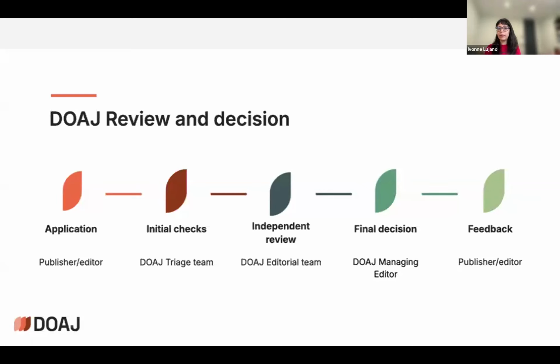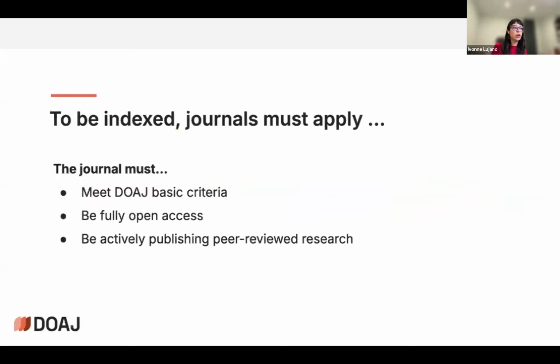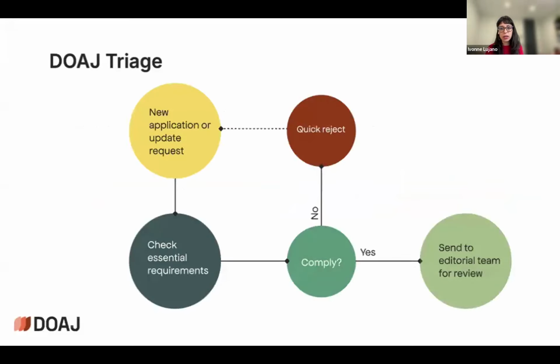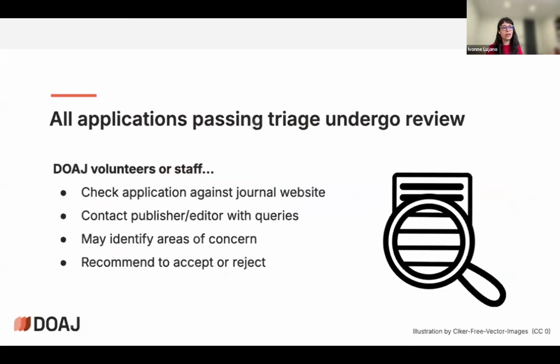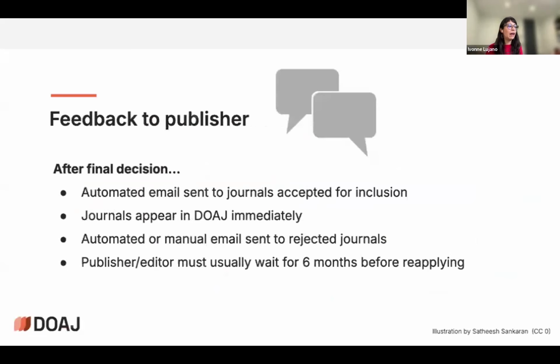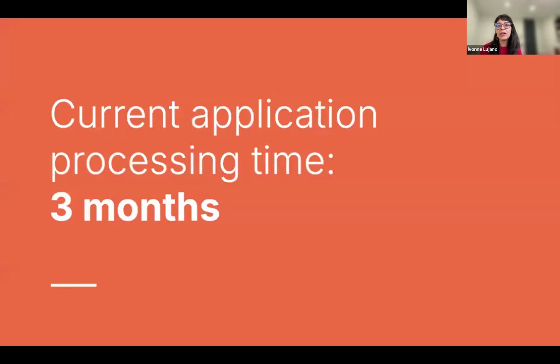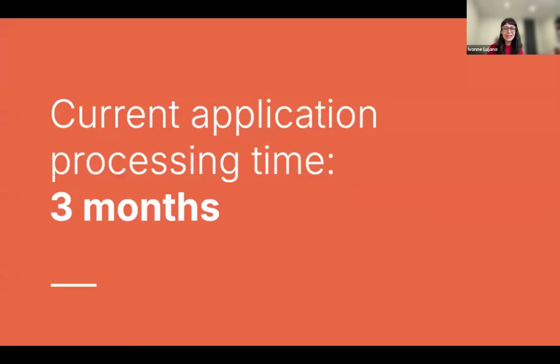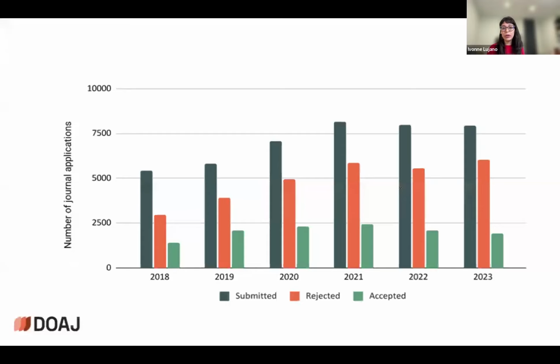We have a quite simple procedure for applying and indexing journals. They have to comply with different stages. For instance, the triage stage, where we review that the journal is completely open access, that it is trusted, that it has a quality control procedure, that it has an editorial board, etc. We also provide services to publishers in terms of giving them feedback. Our processing time is 3 months.